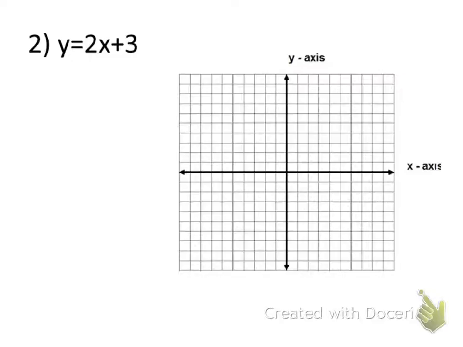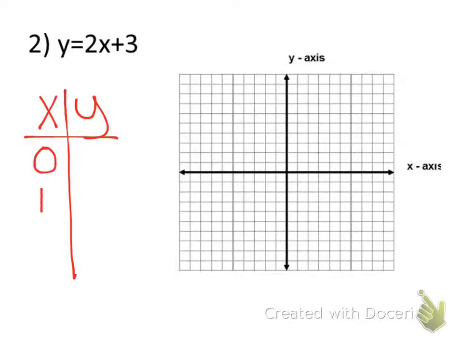Alright, so for number 2, I need to make an x and y chart. The y is already by itself, so I'm ready to start plugging x values in. What are the 3 x values you want to use? 0, 1, and 2. Do you have to do 0, 1, and 2? No, you can pick any 3 x's you want, really.